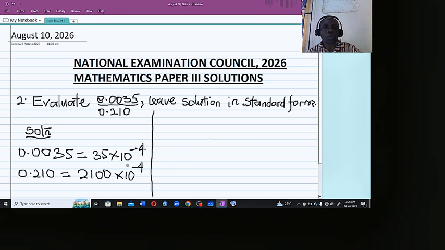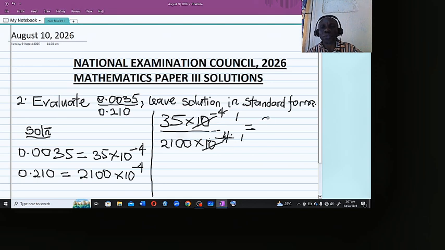The next thing we do, we divide them. So 35 times 10 raised to power negative 4, divided by what do we have for the denominator? 2100, don't forget, times 10 raised to the power of negative 4. Why did we move the decimal point 4 places? So that we end up having similar terms that will cancel out, okay, making our work easier. So what do we have left?